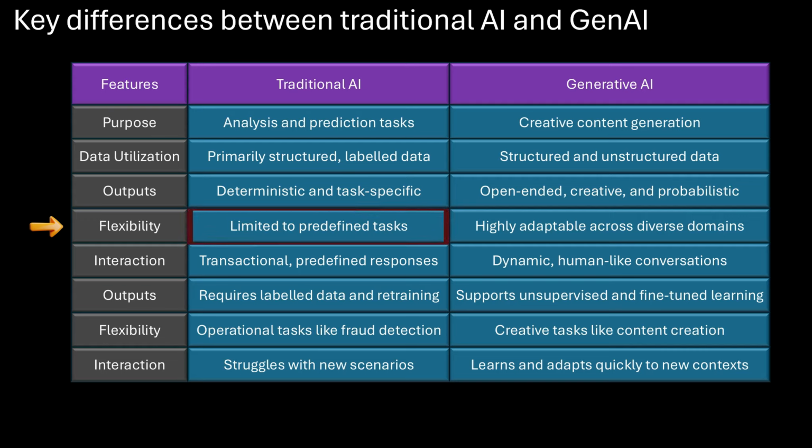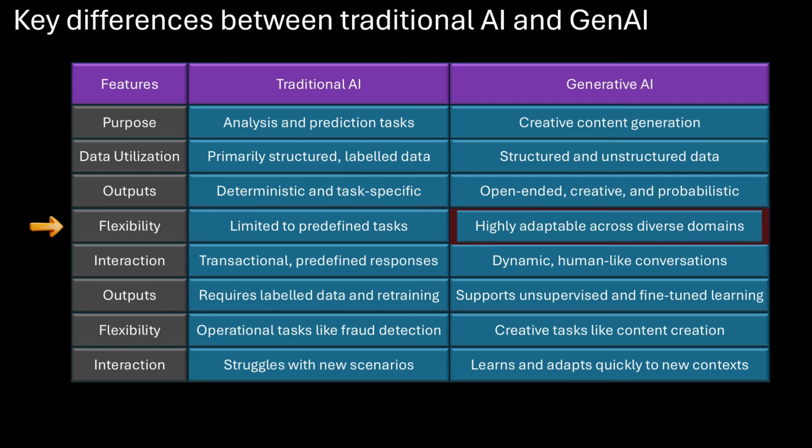Traditional AI is typically limited to specific tasks and operates within the boundaries of its training data and algorithms. Adapting to new tasks or scenarios often requires retraining the model with updated data. For example, a fraud detection model must be retrained to identify emerging attack methods.